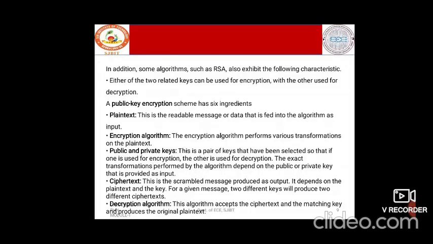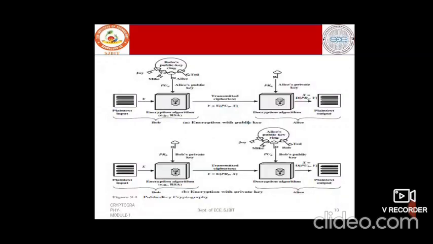A public key encryption scheme has six ingredients. Here we have a figure consisting of the plaintext. This is the readable message or data that is fed into the algorithm as input. Then the encryption algorithm, which performs various transformations on the plaintext. Then the public and private keys. This is a pair of keys that have been selected so that if one is used for encryption, the other is used for decryption.